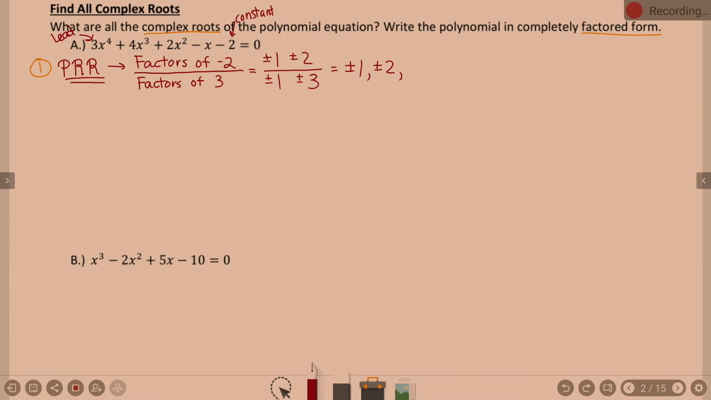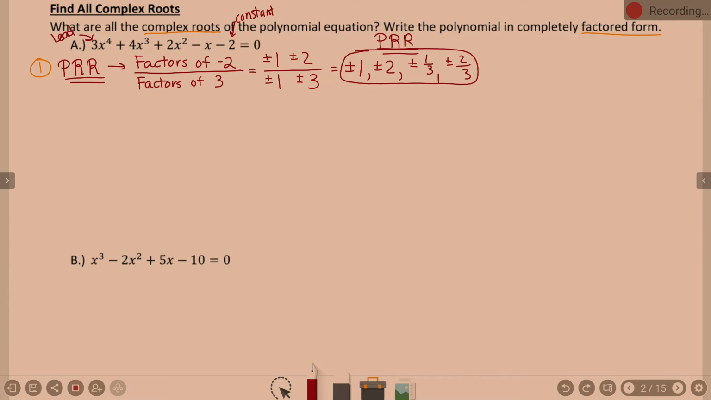What else? Put everything over 3. So 1 over 3 is 1/3. 2 over 3? 2/3. Okay. This right here, and again, it's not an answer or anything, but those are my PRRs. Okay? Those are my possible rational roots. And that is step 1.